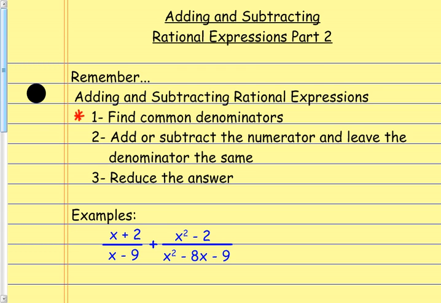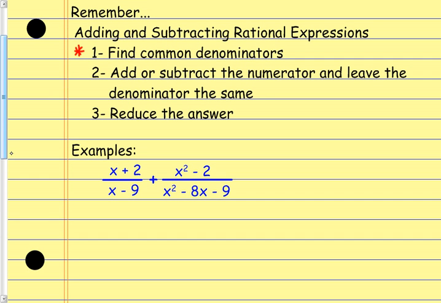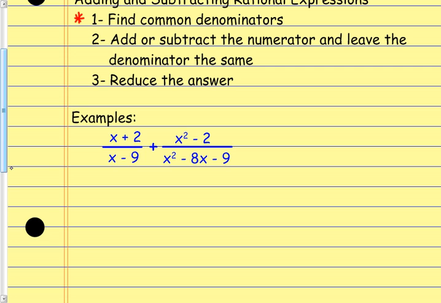For example, if I look at this first one, it's not in factored form, and it's really difficult for me to see the common denominator. When I look at this, I see one that has an x minus 9, the other has an x squared minus 8x minus 9. I can't just identify the pieces that aren't the same here and multiply accordingly. These things are completely different as they stand right now.